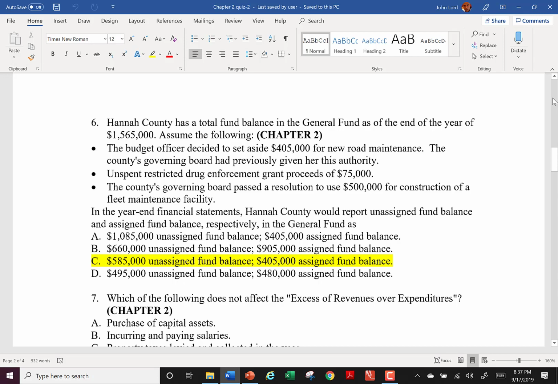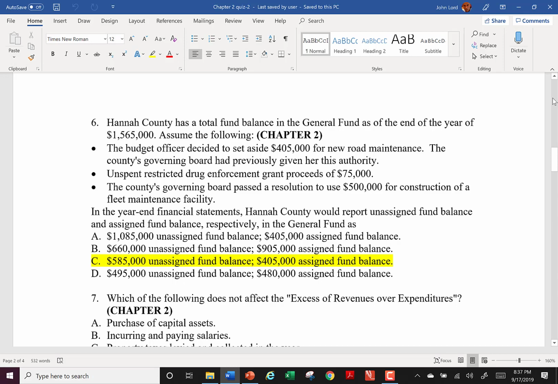What's the number over there, guys? 562,000? 565,000? Yeah. Okay, good. Now they start telling us different things about that 1,565,000, and they say the budget officer decided to set aside 405,000 for new road maintenance. The county's governing board had previously given her this authority.